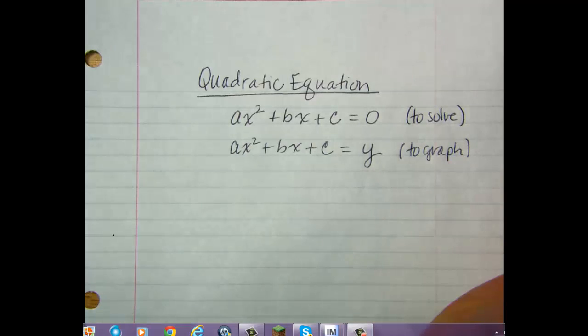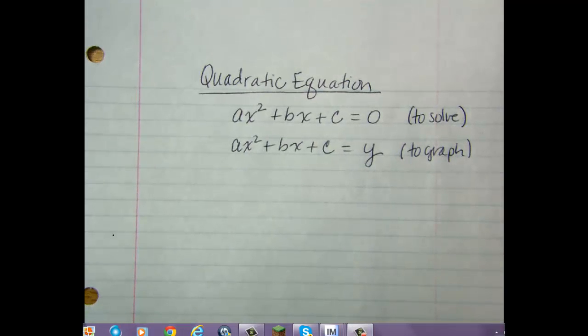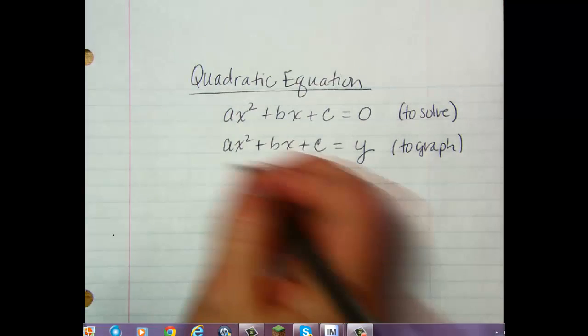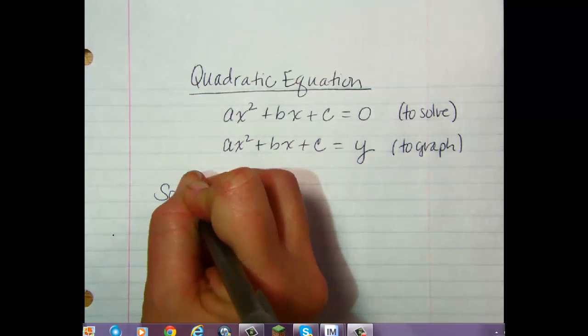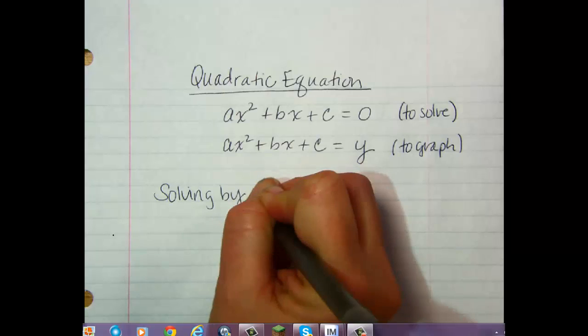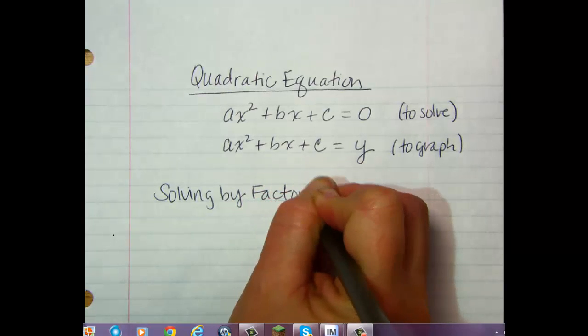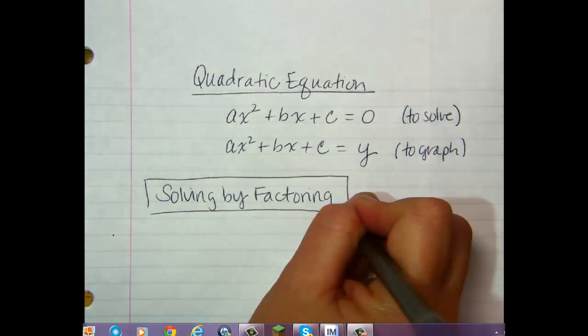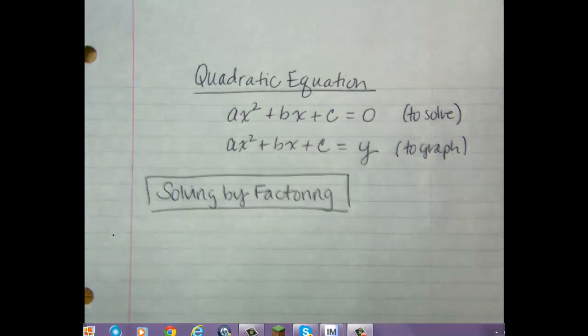Or we change it to our vertex form from transformations. We'll do more of that in a couple of days. So anyway, today we're going to solve by factoring, and that's the first, easiest way to solve a quadratic. I'm just going to do 3 or 4 examples with you and be done. So short, sweet, to the point. If you remember how to solve by factoring, you can fast forward and just check your work.